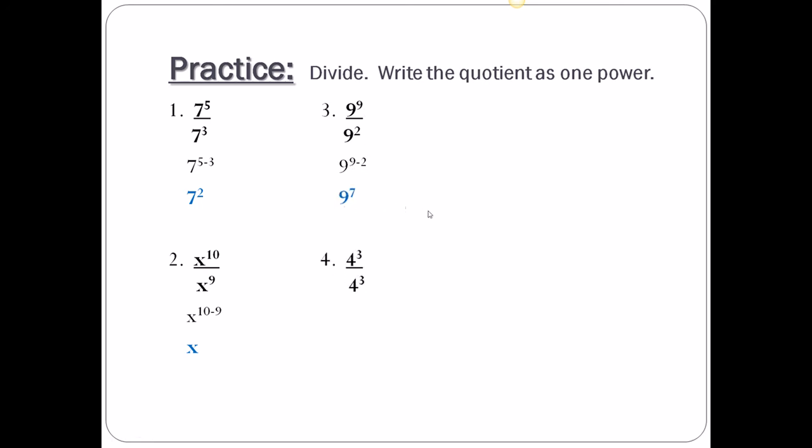All right, let's do another one. Ooh, 4 to the 3rd divided by 4 to the 3rd. 3 take away 3 is 4 to the 0 power. So let's see here. 4 divided by 4, 4 divided by 4, 4 divided by 4 is, well, 1. 4 to the 0 power is 1.